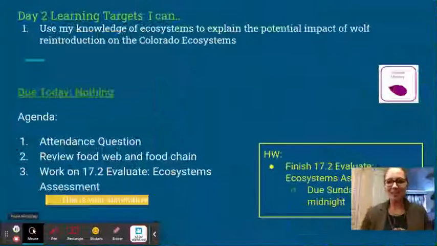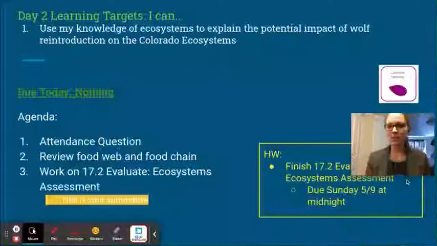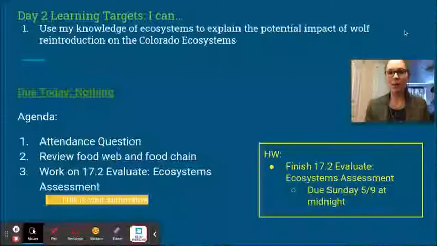All right, Munchkins. Here's what you guys are going to be working on for day 2 today. I'll move this around a little bit so that you guys can see everything. So we are wrapping up our ecosystems unit.